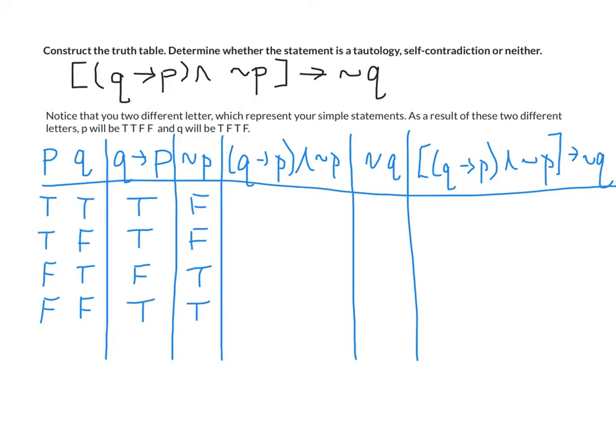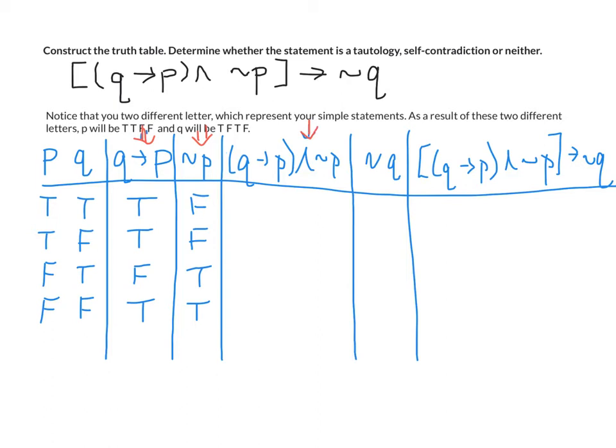All right, then we put everything together inside the brackets. And notice that the connector here is and. We know the rule for and, or we should know the rule for and. And means it's only true when both are true. So we're going to be considering the Q implies P column. We're going to look at this column and this column. And that's how we're going to get our truth values for this column.